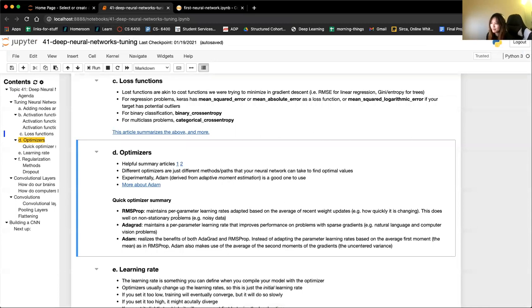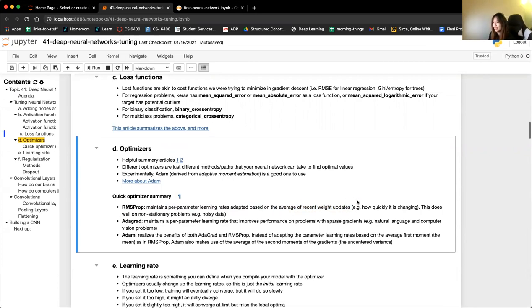So RMSprop maintains this based on the average of recent weight updates. So it's only going to change your learning rates based on the average of maybe your past 10 weight updates. And that basically means that if you have noisy data, your weights won't change so much due to that noise. So yeah, it does well on non-stationary or noisy data. There's also AdaGrad that you can try. AdaGrad does this, but it also improves performance on problems with sparse gradients.